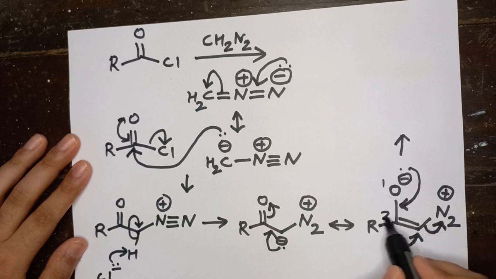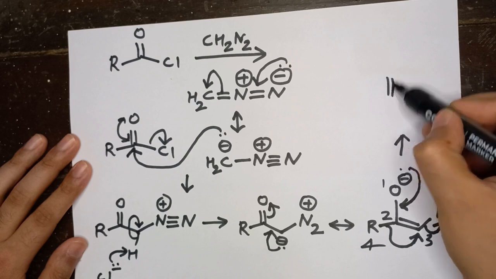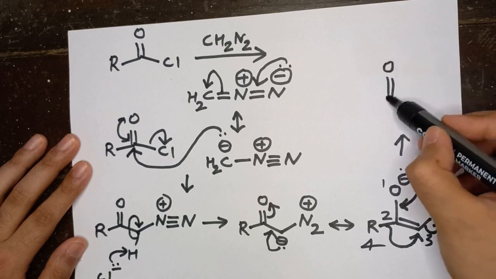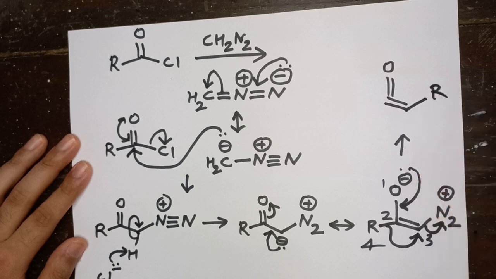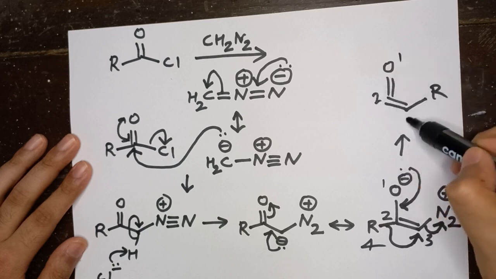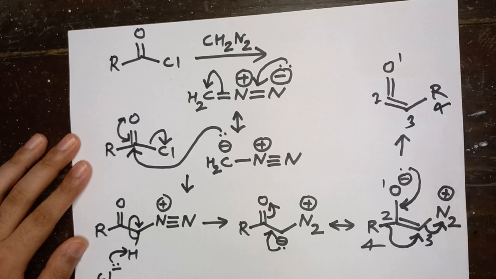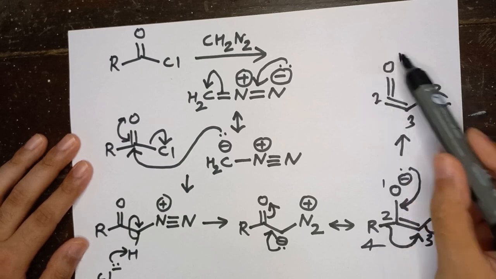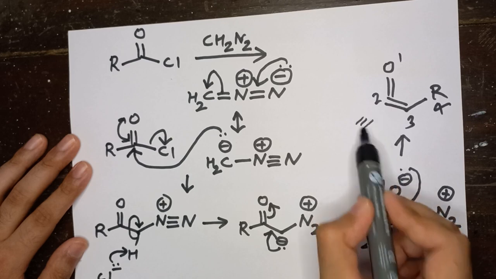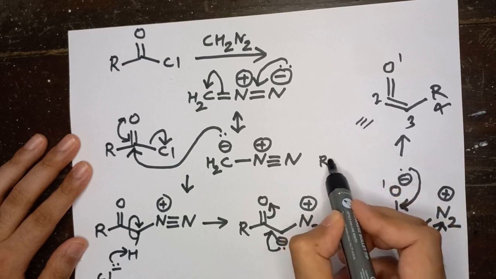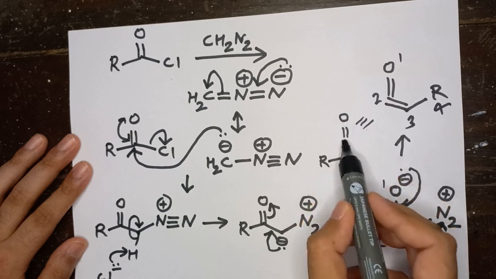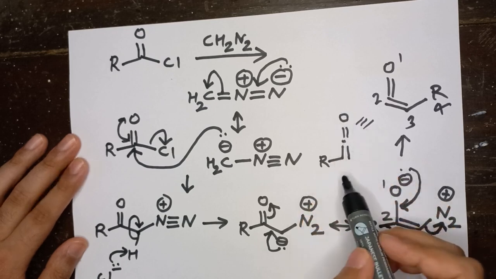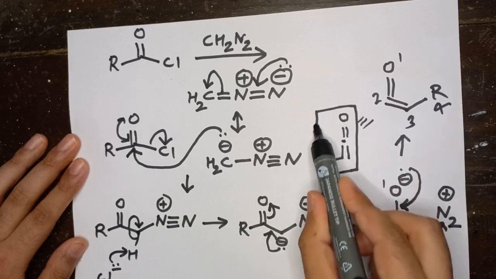So 1, 2, 3 and 4. So we have generated a carbonyl system, another double bond attached to R. So this is going to be 1, 2, 3, 4. So now we have generated a sort of ketene. So if I redraw it, it's going to be this molecule. So this dot here represents a carbon. So now we have generated a ketene.